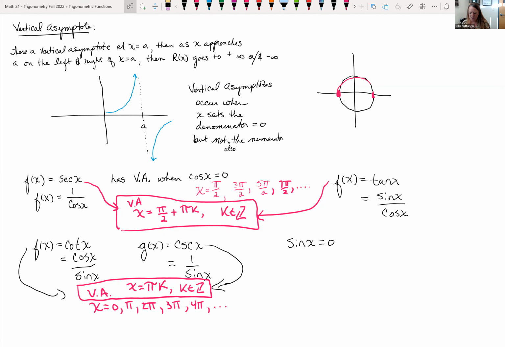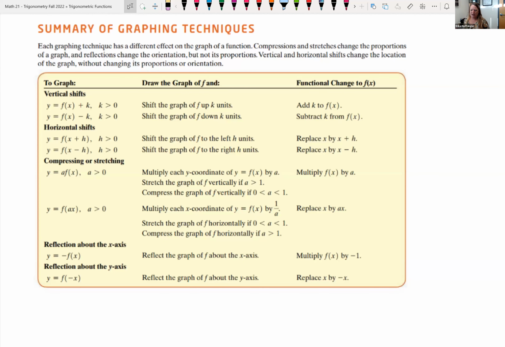So those are where our vertical asymptotes occur for cotangent of x and cosecant of x. We'll talk about that more when we get into the graphs of those functions, but I wanted to bring what we were talking about with vertical asymptotes into the trigonometric functions. So we looked at vertical asymptotes and how they relate, and we'll see that again in the future when we start graphing our trigonometric functions. Some of them will have vertical asymptotes, and again, those are the values which set our denominator equal to 0, but not also our numerator.